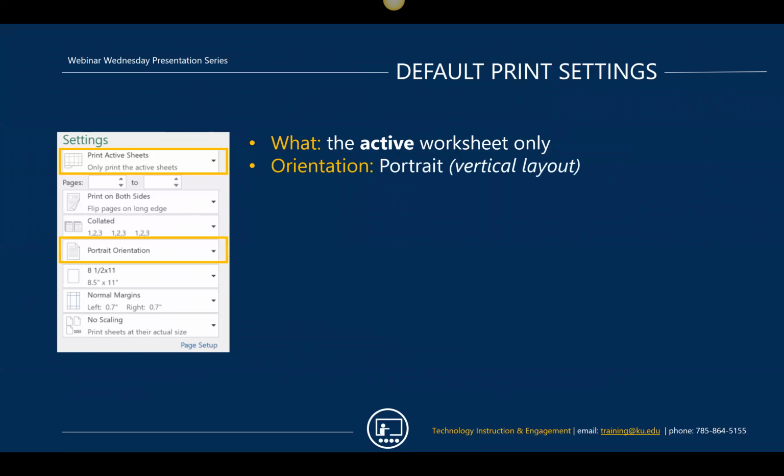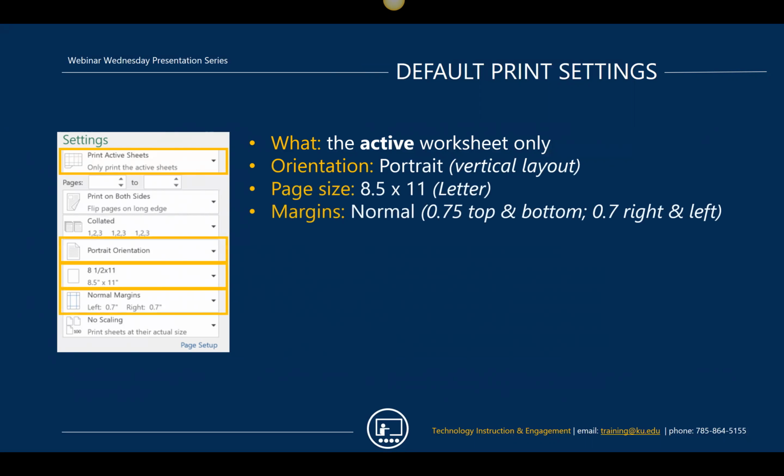Next is that the orientation by default will be portrait, which means that you're having a vertical layout. The page size will be set to 8.5 by 11. And your margins will be set to normal, which means that the top and the bottom are 0.75 inches and the left and the right are 0.7 inches. It will have a scaling of none, so it's going to print your file at 100% of the size of your fonts and images and things like that that you have within Excel.